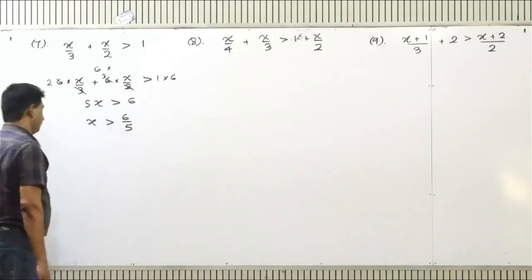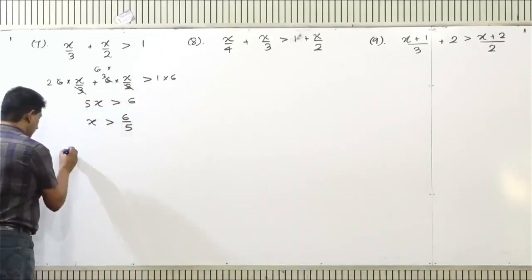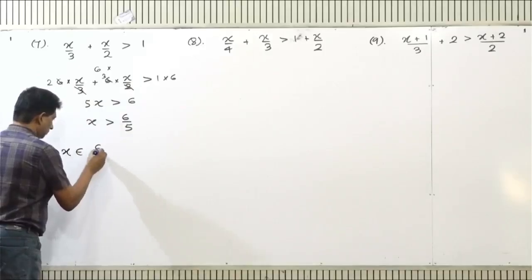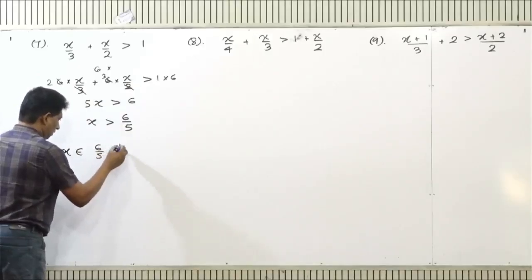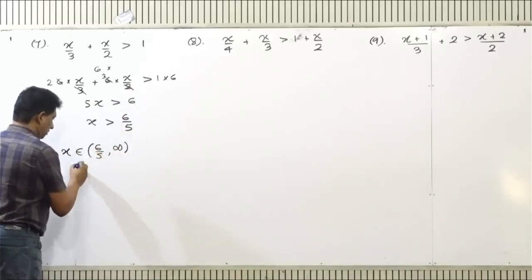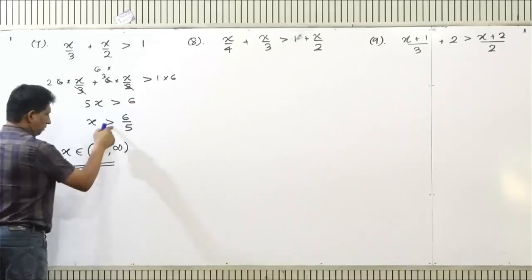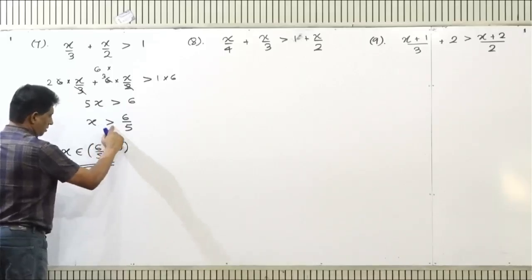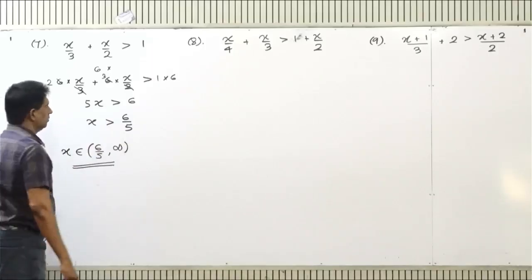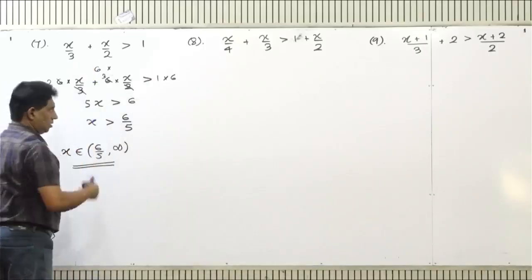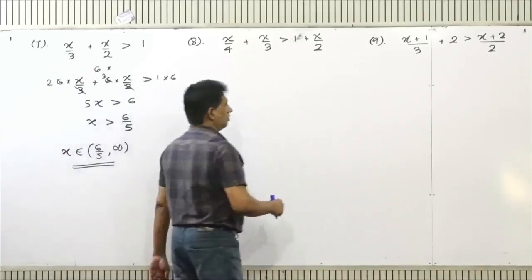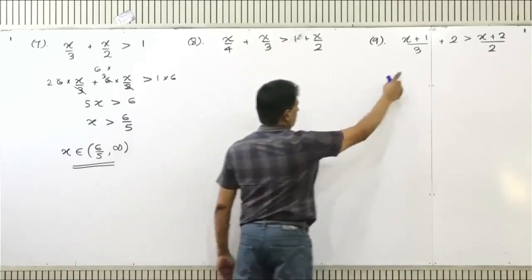So here, 6 over 5 comma positive infinity. 6 over 5 is not a solution because there is no equal mark. Now write down this one. Then you have to solve question number 8 and question number 9.